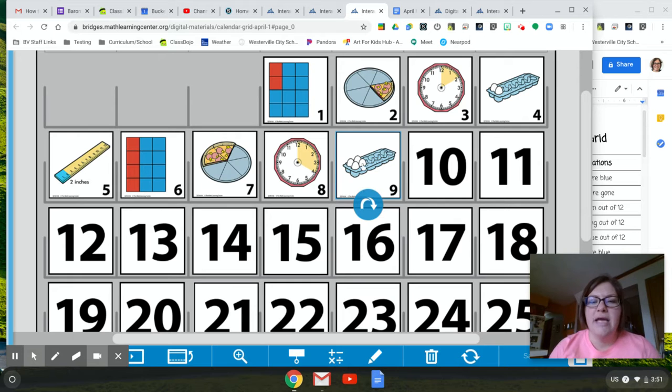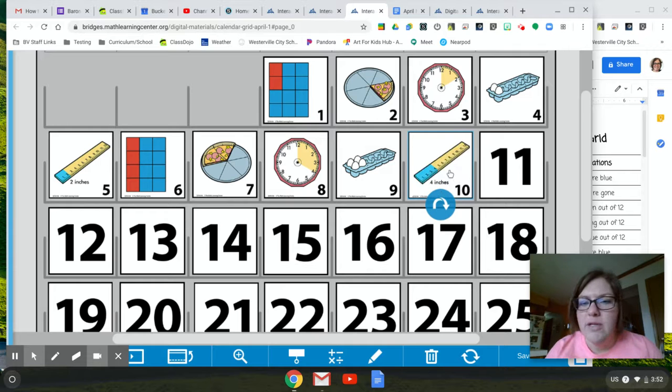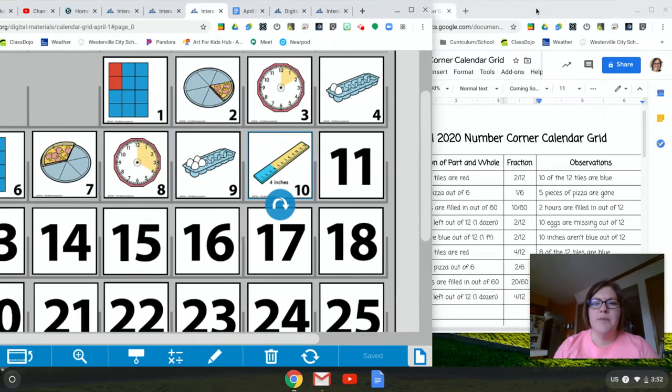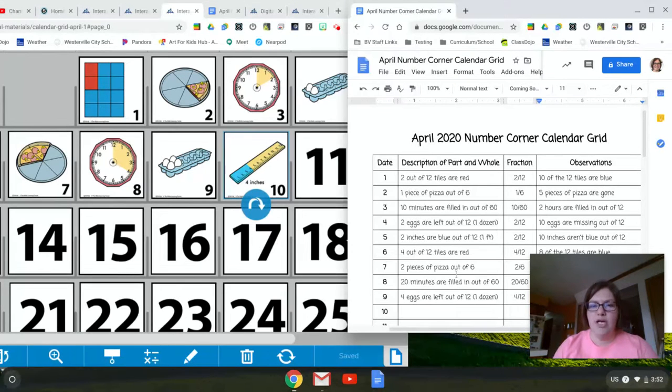Yesterday, we had 4 eggs out of 12, or out of a dozen. Okay, think about what it might look like, and let's flip it. Oh, we have a ruler today, and on that ruler, there are 12 inches. Of the 12 inches, which is 1 foot, we have 4 inches colored blue. So let's go ahead and add that to our chart.